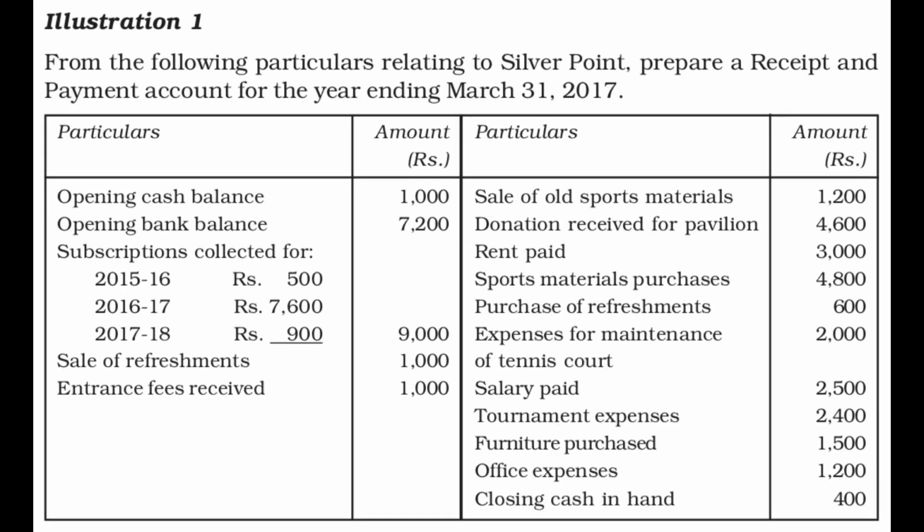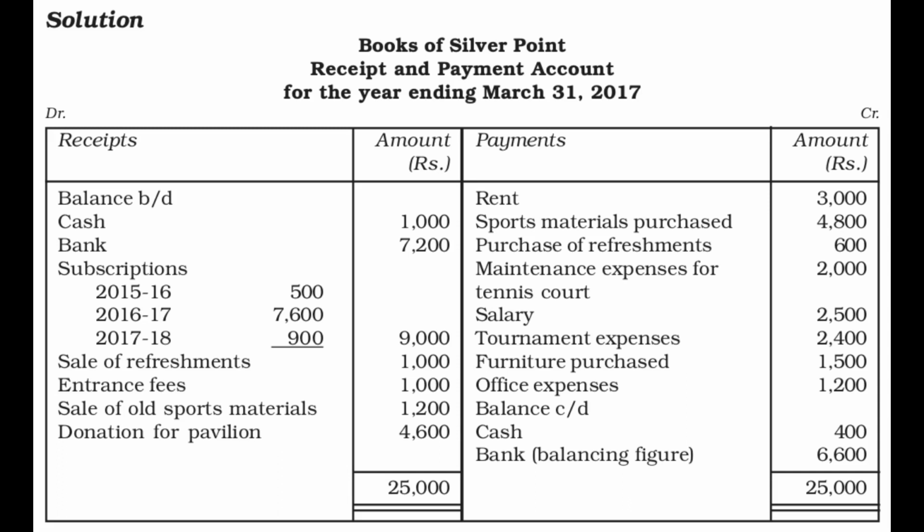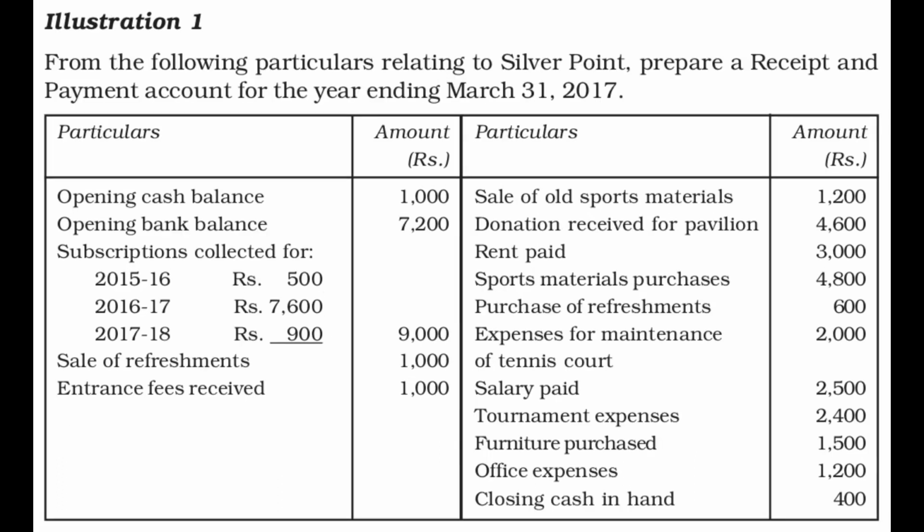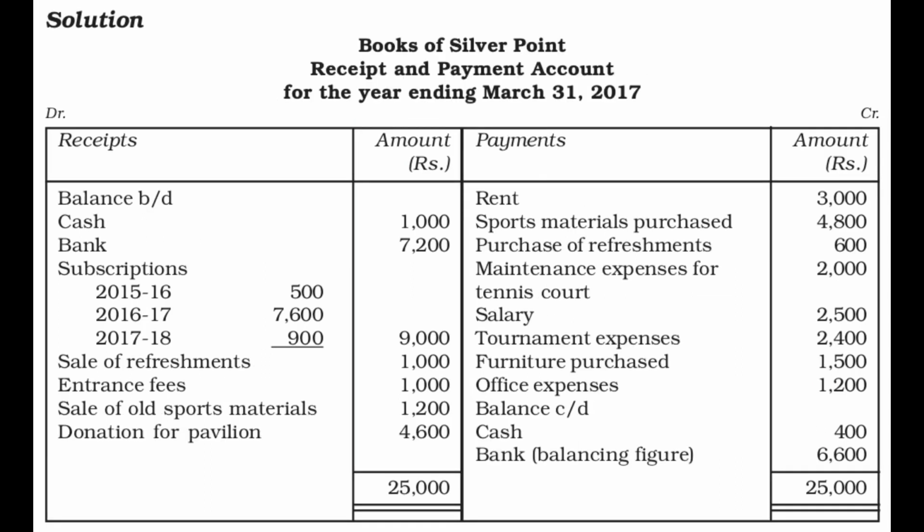Next item it is office expenses rupees 1200, an item of payment of cash, so taken on the payment side rupees 1200. Now the last item it is closing cash in hand. It is closing balance of cash taken on the credit side, writing balance carried down cash rupees 400.